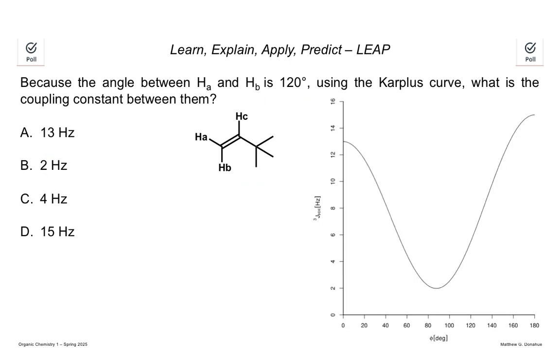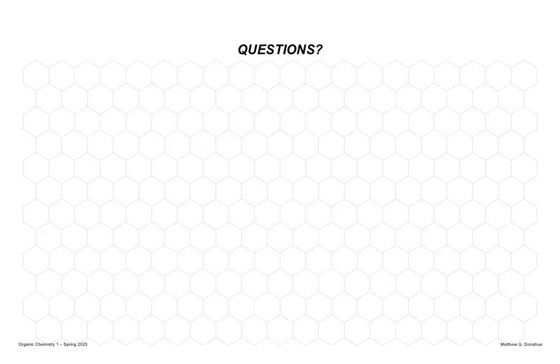And so what would that coupling be? We just run over to 120. We draw our line up. Then we draw the line over. And we see that those two would couple each other with about a 4 Hertz coupling. Questions?